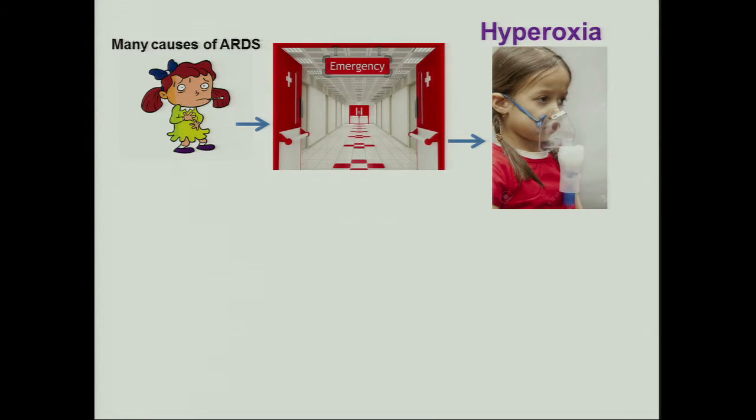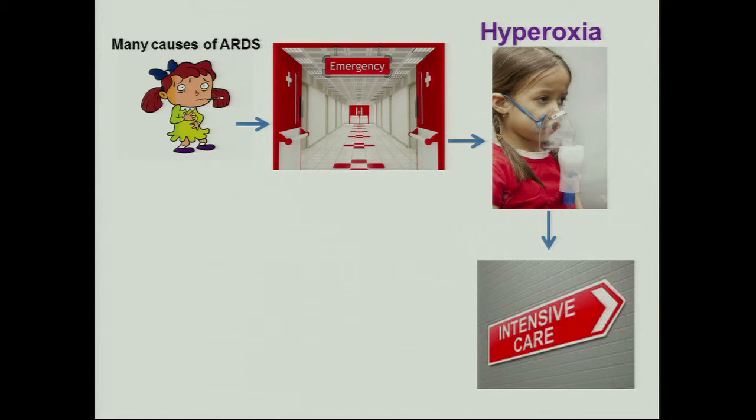So you show up in the emergency room, you get immediately put on oxygen, maybe even on transport. And this is not oxygen the way the neonatologists use it in the delivery room, where you start with room air and slowly titrate up to an appropriate saturation. This is 100% oxygen right off the bat, probably at high flow, likely with a non-rebreather mask. So this is high percentage oxygen.